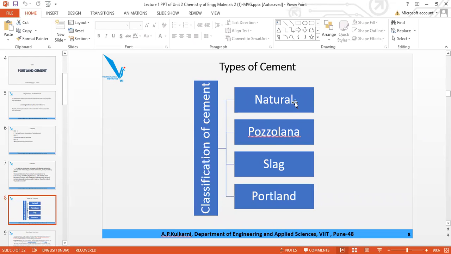Natural cement, which is obtained from sand, etc., has very low strength. Pozzolana is also the same. For the first three, the strength is less. That is why we have to go for Portland. So remember all four names: natural, pozzolana, slag, and Portland. See the spelling: POZZOLANA. Then we have slag and Portland cement.